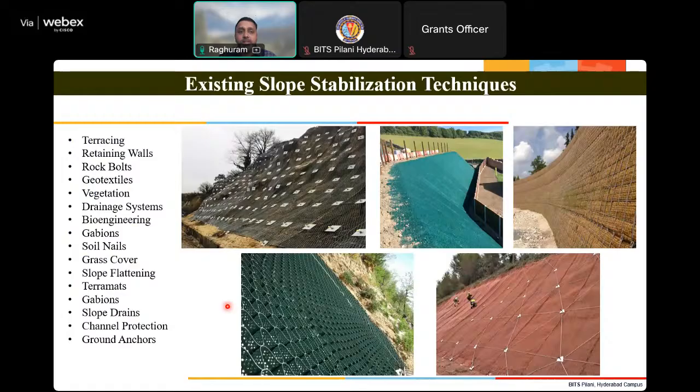And now, what are the existing slope stability techniques? We have various slope stability techniques like terracing, retaining walls, rock bolts, geotextiles, vegetation, etc. You can see here soil nailing. Here, this is again vegetation with a green mat. This is one more technique with conventional geosynthetics, and this is a geomat. This is with the geocell. All the techniques are applicable for a specific site. Each technique is site specific. We have to choose wisely.